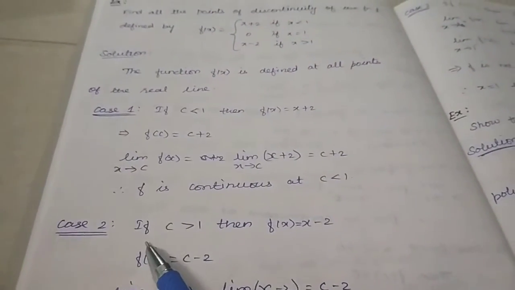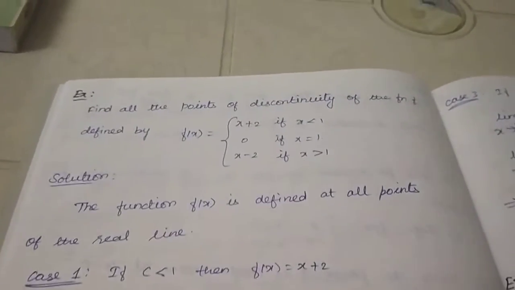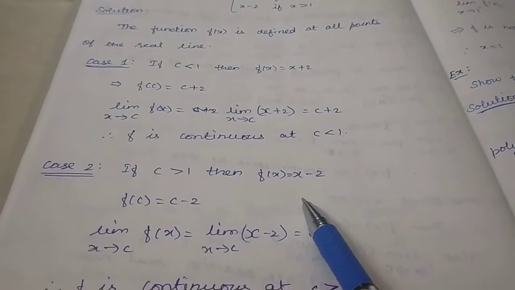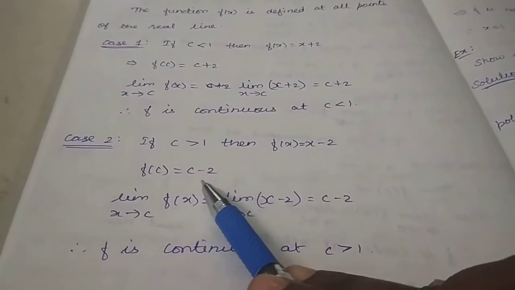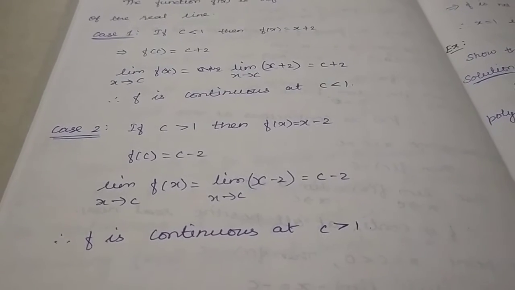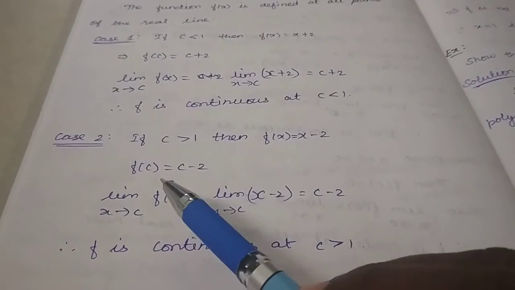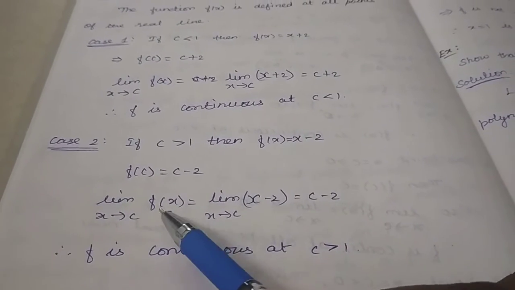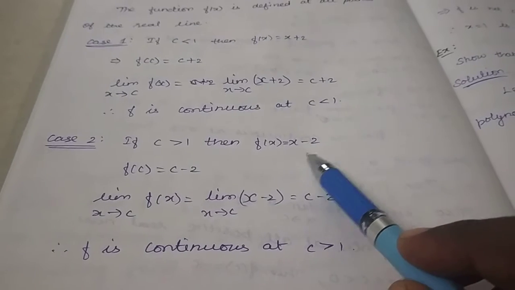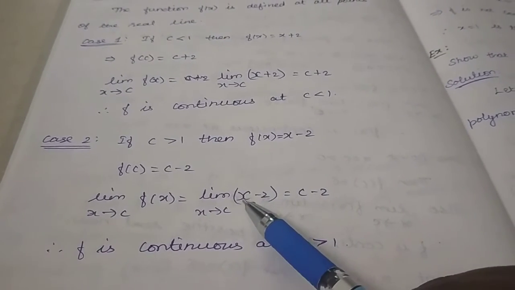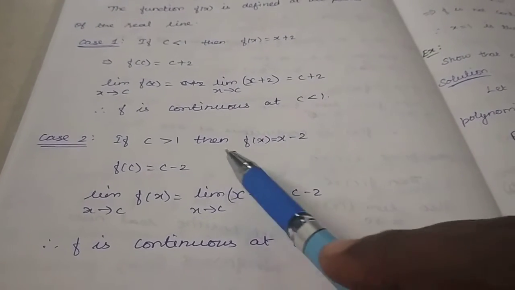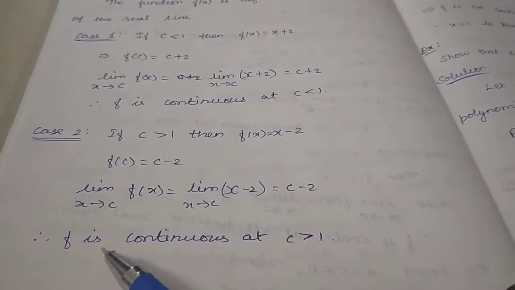Then next case, if c greater than 1. If c greater than 1, here f of x value is x minus 2. So from this f of c value is c minus 2. Then let us take limit x tending to c of f of x equal to limit x tending to c of, in the place of f of x we can replace with x minus 2. Then substituting x equal to c here, we will be getting the result as c minus 2. Here these two values are equal. So we can say f is continuous at c greater than 1.